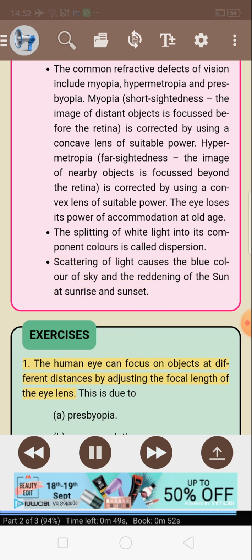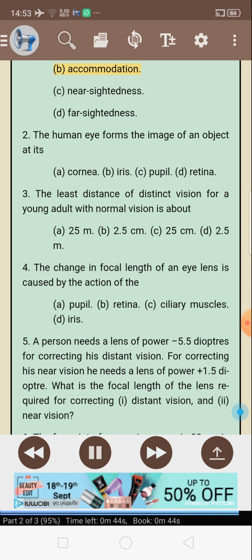Exercises. 1. The human eye can focus on objects at different distances by adjusting the focal length of the eye lens. This is due to: A. Presbyopia. B. Accommodation. C. Nearsightedness. D. Farsightedness. 2. The human eye forms the image of an object at its: A. Cornea. B. Iris. C. Pupil. D. Retina. 3. The least distance of distinct vision for a young adult with normal vision is about: A. 25 meters. B. 2.5 centimeters. C. 25 centimeters.